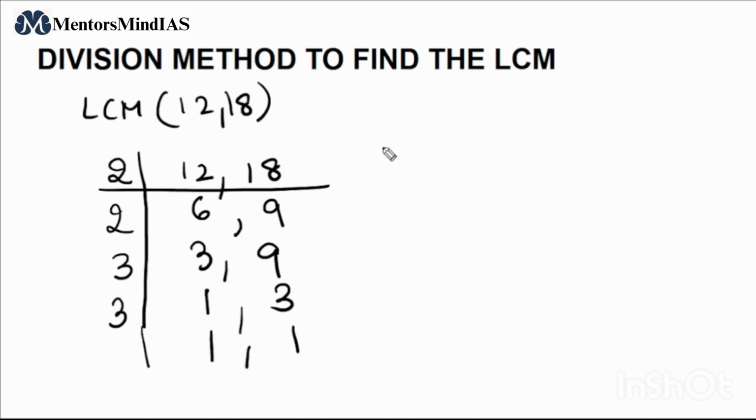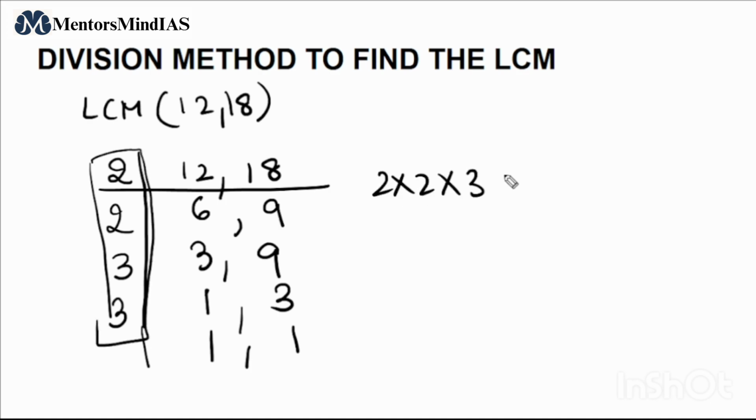Then when you multiply these prime numbers you get, you are going to get the LCM, which is equal to 36. 36 is the LCM of these two numbers.